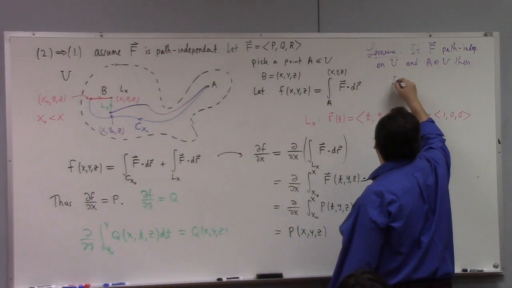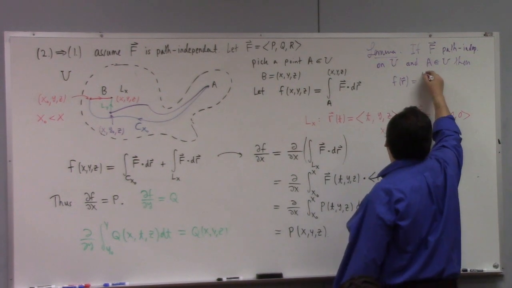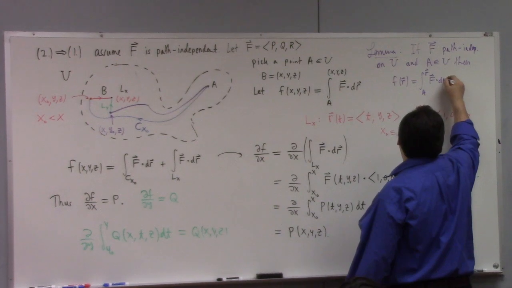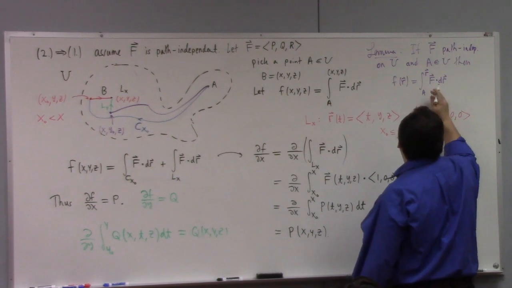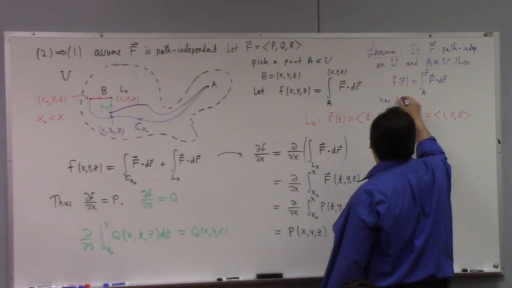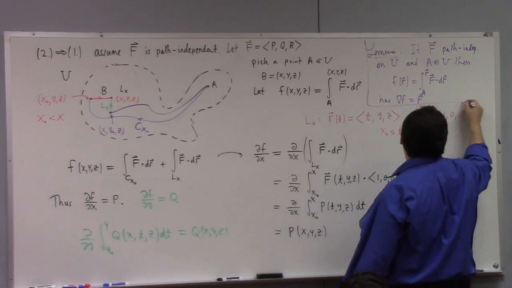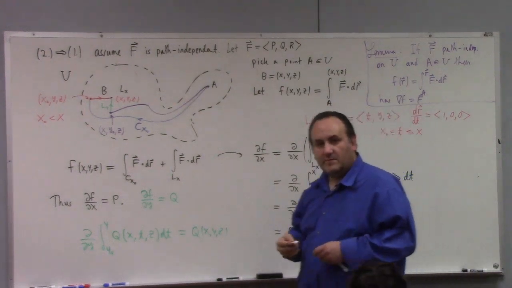Then f(R) equal to the integral from A to R of f dot dr has nabla f equal to f, right? Now, this is just what we proved. This is the proof.